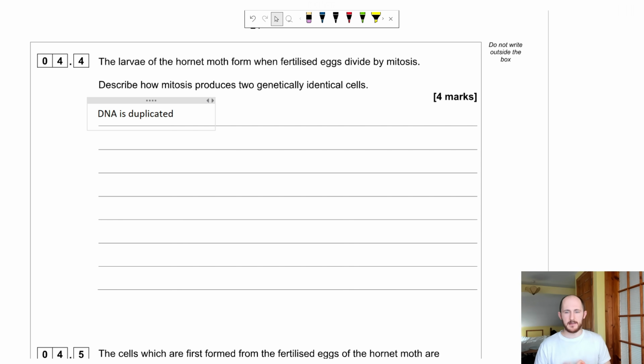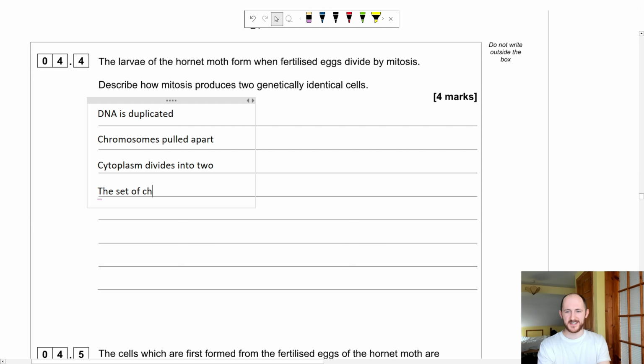You can say copied or doubled or replicated, whatever you want. That's fine. Okay, that's 1 mark done. What happens next? The chromosomes are pulled apart. You can say separated. What happens next? The cytoplasm divides into 2. And then the last thing is, that's it. The set of chromosomes in both cells is identical.